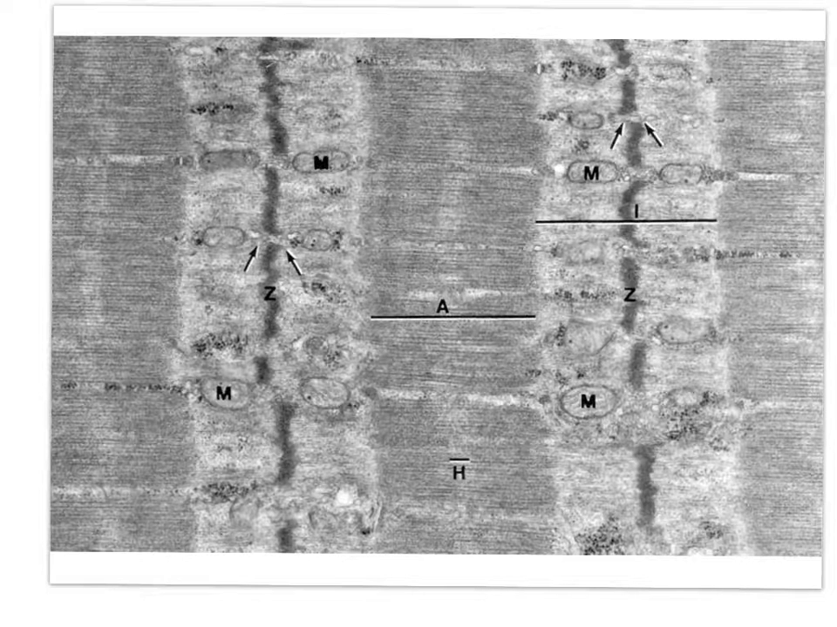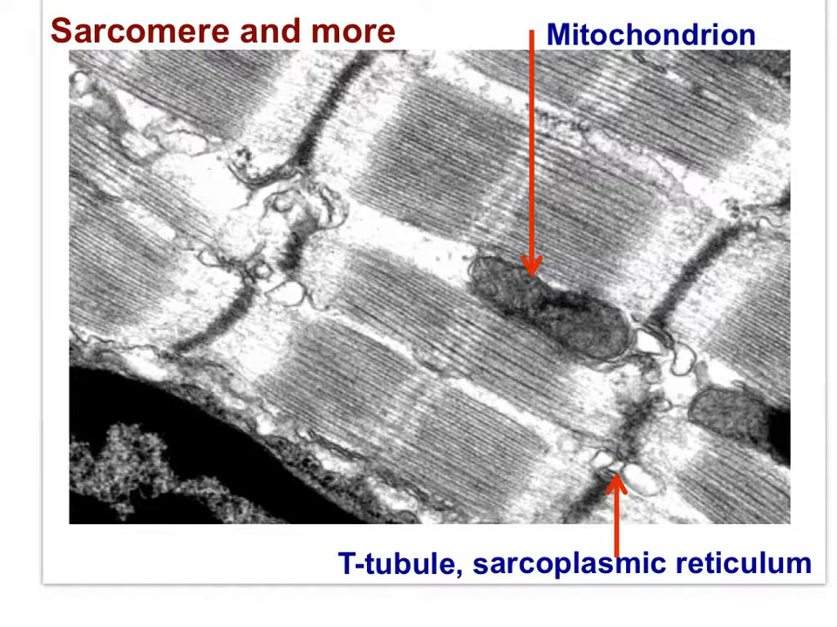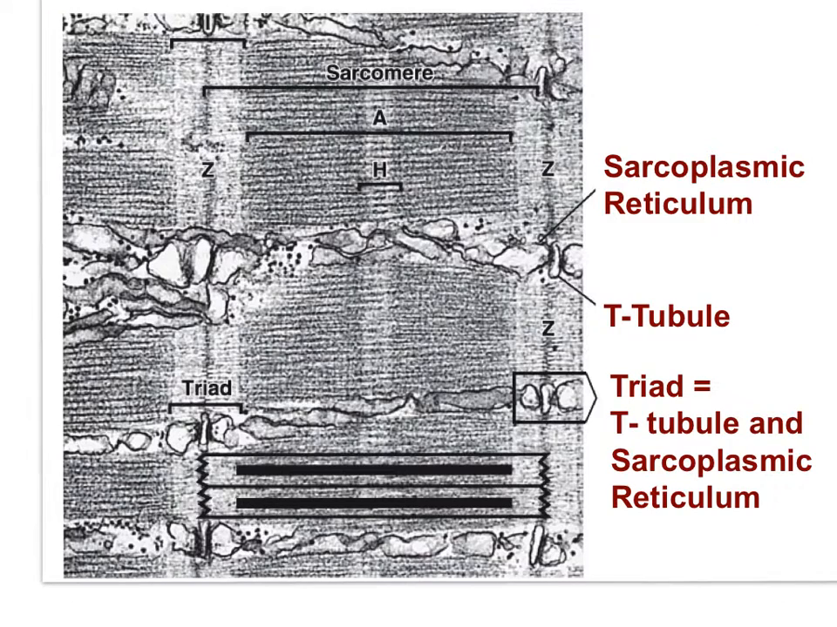T-tubules are inward extensions of the cell membrane, the sarcolemma, that extend deep into the cell from the cell surface. Here is a micrograph showing the sarcomere, Z-lines are here, with mitochondrion and T-tubules and sarcoplasmic reticulum. Here is an excellent image to study because it is quite well labeled.